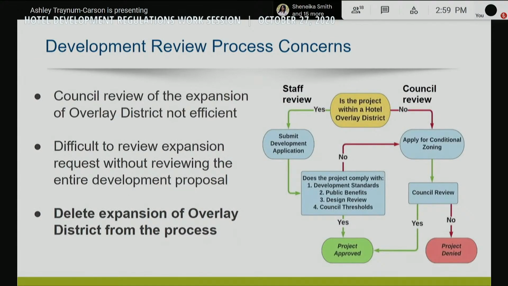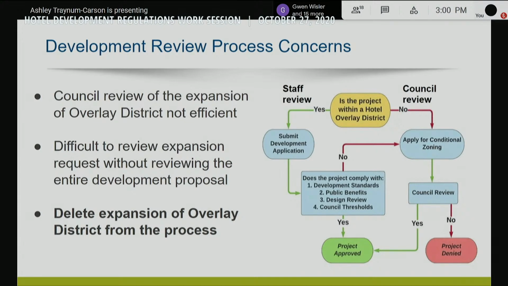One of the questions that came up at the October 13th work session was related to the development review process. If you recall, we reviewed a new development review process flow chart where we would first identify the location of a new hotel, and this is only related to hotels now. We'd ask whether that hotel is located in the new hotel overlay district. If the answer is yes, you go through one process on the left-hand side of this chart. If no, it's automatic council review. At the last work session, the flow chart included two types of council review. The first being a conditional zoning, that if a project is located outside of the hotel overlay district, it could be a conditional zoning review, which is the way you review hotel projects today.